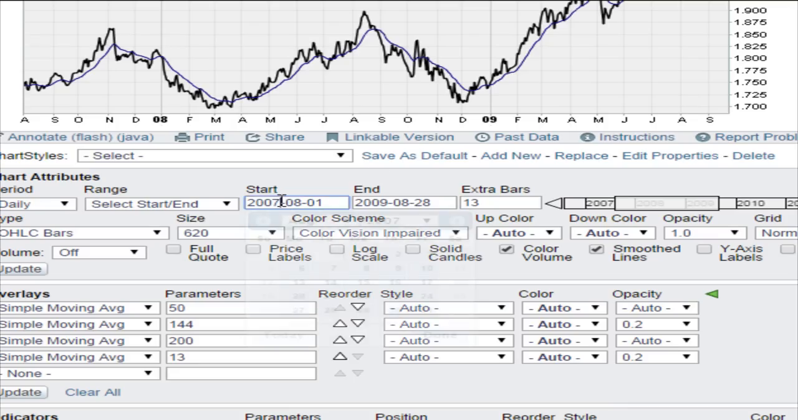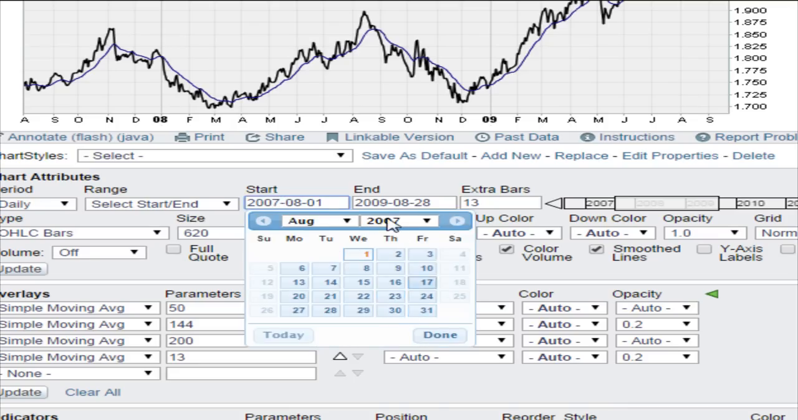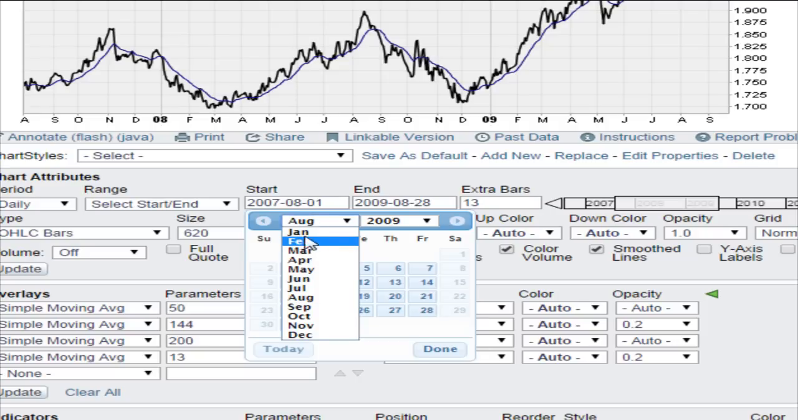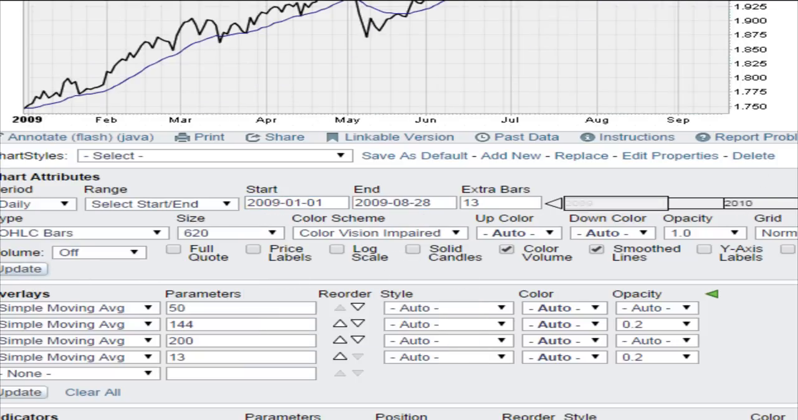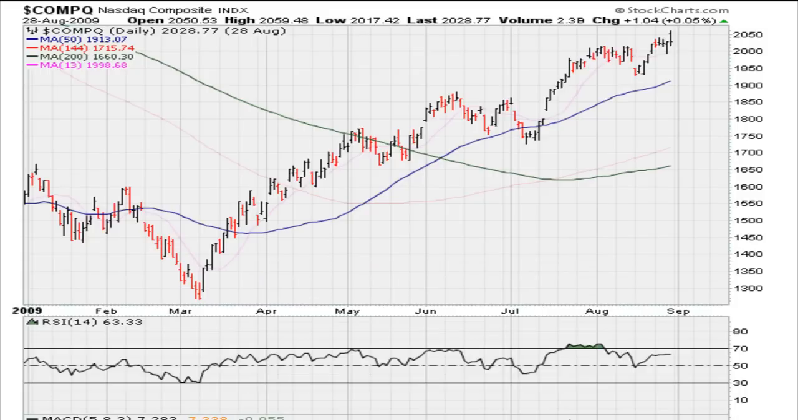So let's go to 09, change here, and let's go from January. Let's go to January of that year. All right. So here it is. So we've zoomed in, and so we can assume that the line was coming through like that.